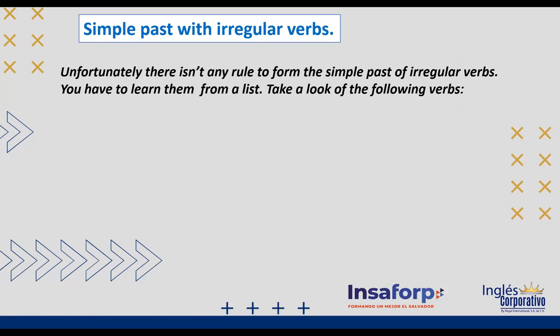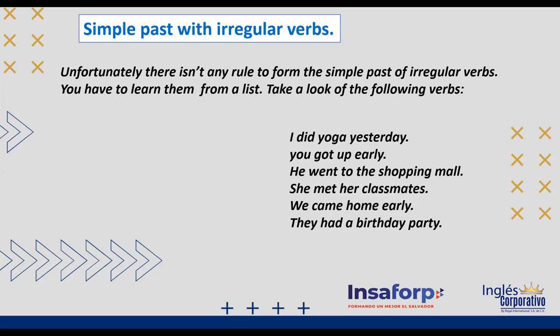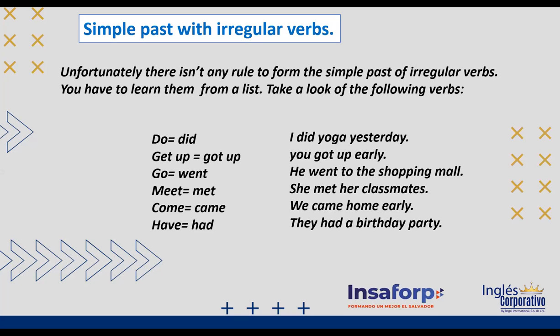Now, irregular verbs, look at this information. Unfortunately, there isn't any rule to form the simple past of irregular verbs. You have to learn them from a list. Desafortunadamente, no hay ninguna regla. La única manera de aprendernos el pasado de los verbos irregulares es de una lista, from a list. And take a look at the following verbs. Let's see these verbs. ¿Ya conocen estos verbos? Do, get up, go, meet, come, and have.